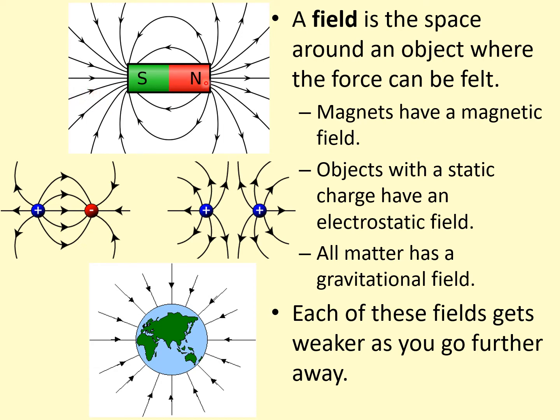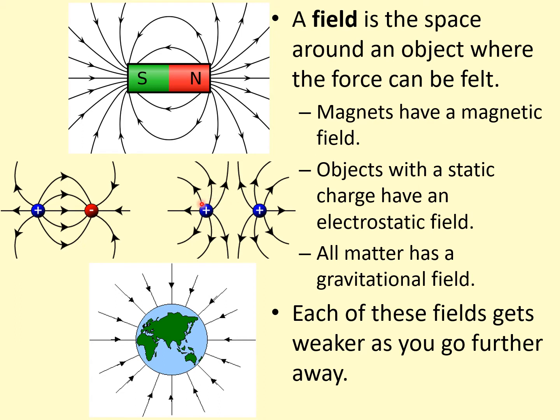You can see that the magnetic field lines go from north to south. The arrows are going into the South Pole and out of the North Pole. Okay, objects with a static charge have an electrostatic field. That's these two diagrams here. You've got a positive charge and a negative charge attracting each other, and you've got two positive charges repelling each other.